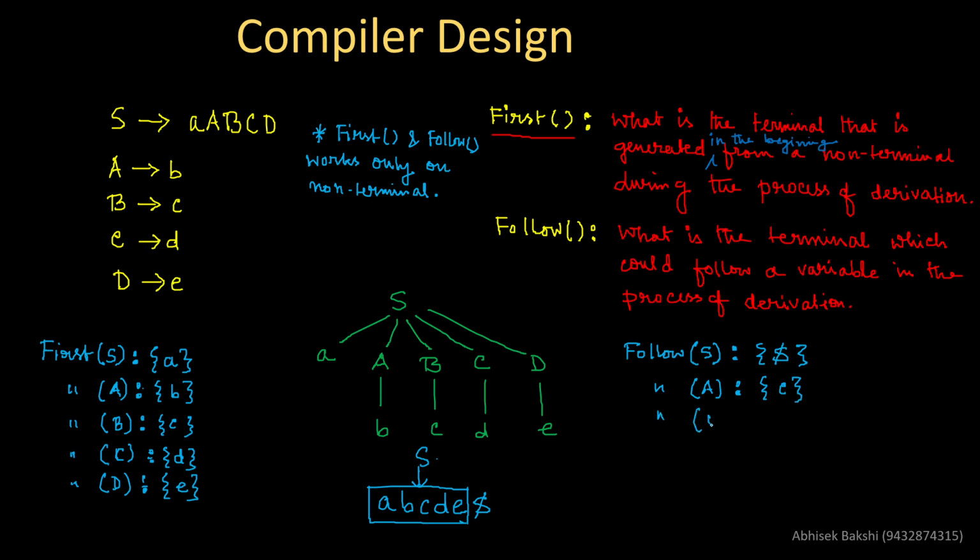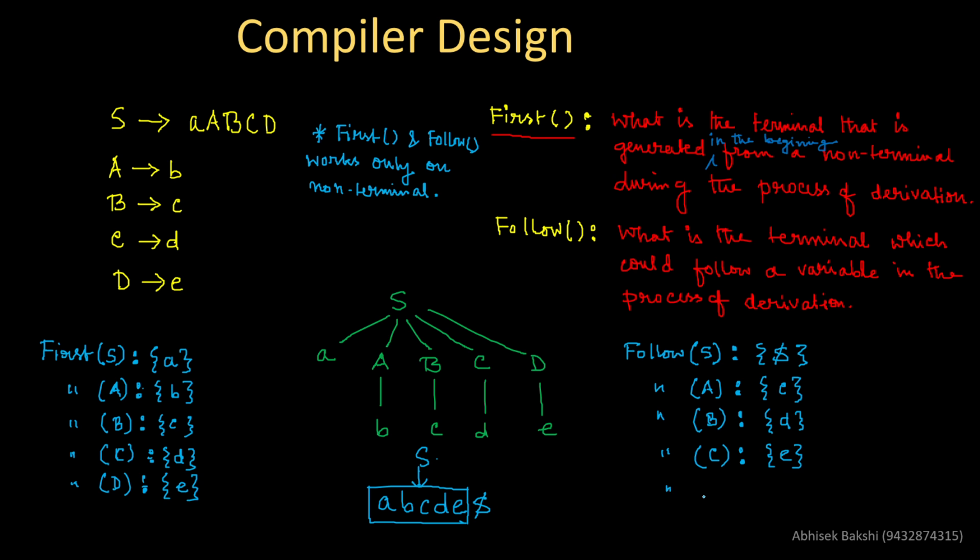Similarly, if you see follow of B, a similar thing is over here. Follow of B means the question is which terminal is following this capital B. Obviously the terminal which is generated as the first of capital C will follow this B. And first of C means small d. Similarly, if we do follow of C, it will be basically first of D. Like this, follow of C is first of D, that is e.